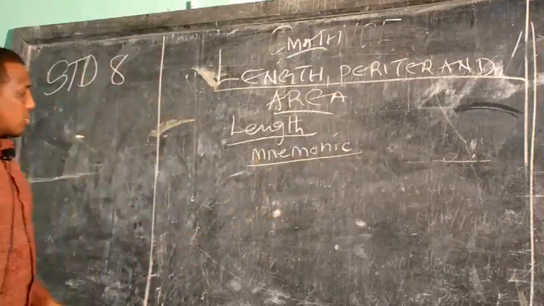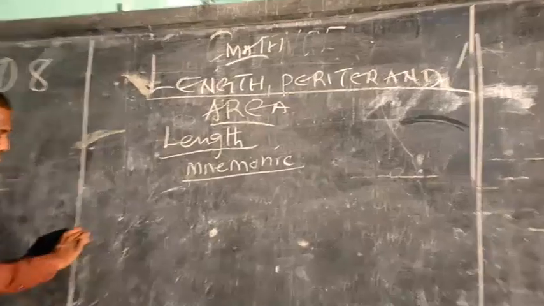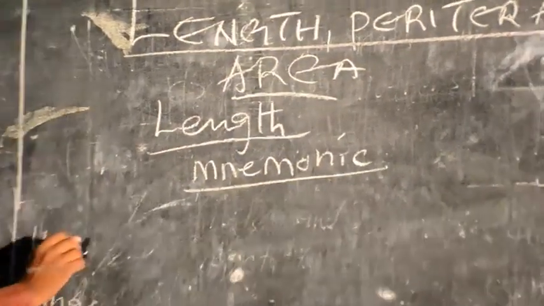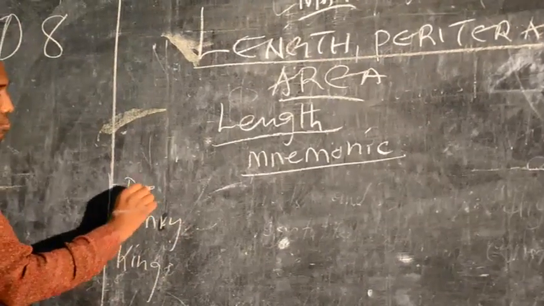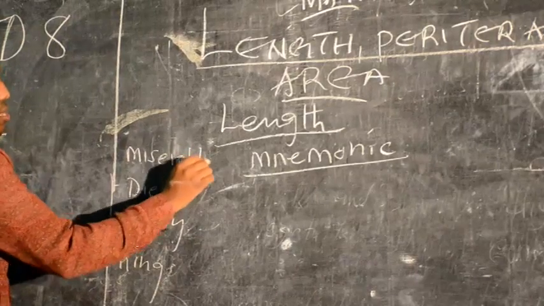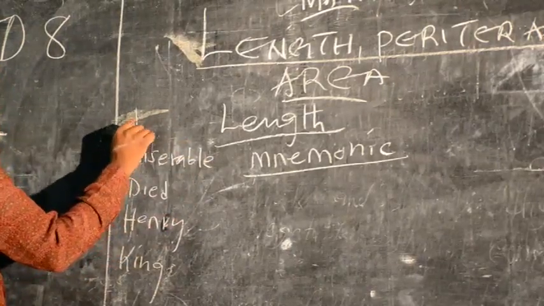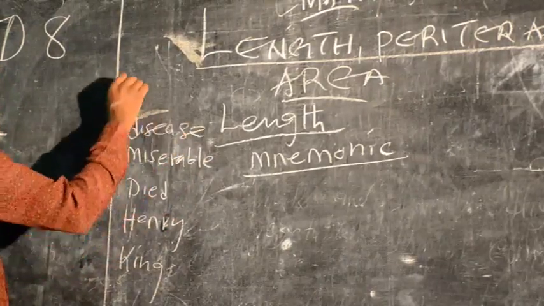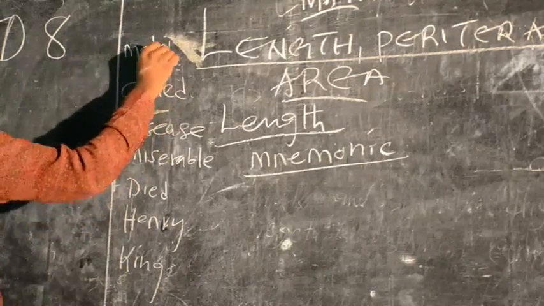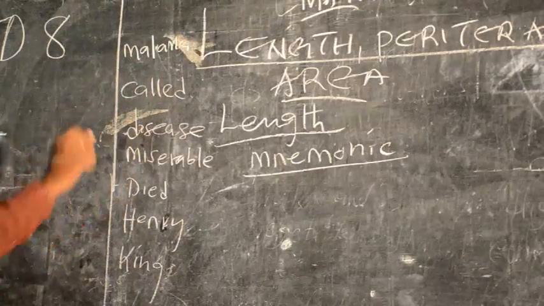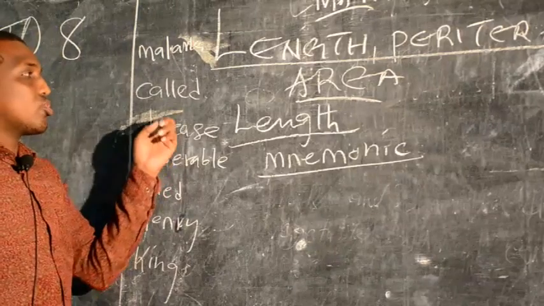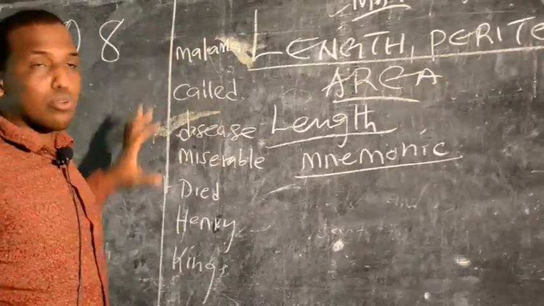Mnemonic formula. So we say King Henry died miserable, disease called malaria. So King Henry died miserable, disease called malaria. These are the units that we shall be converting.